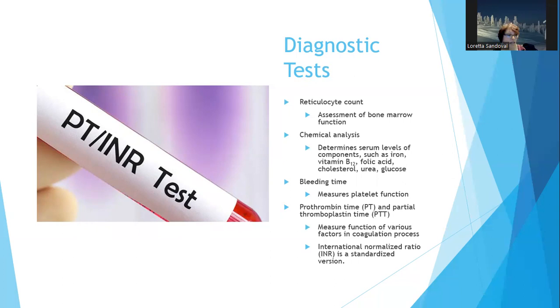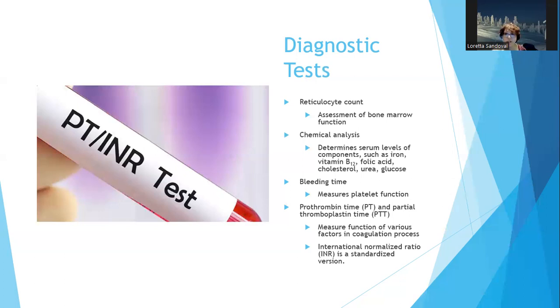If you're having clotting or bleeding issues, one or the other, you need to do bleeding time to measure platelet function, or prothrombin time is another different test. They measure the function of various factors in the coagulation process. And an international normalized ratio, or INR, is a standard version of a prothrombin test.